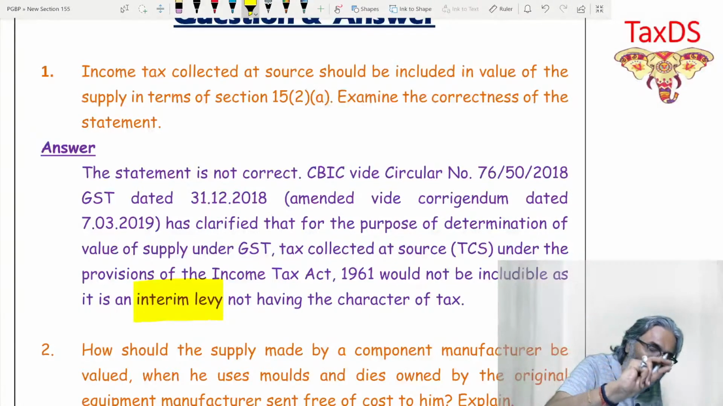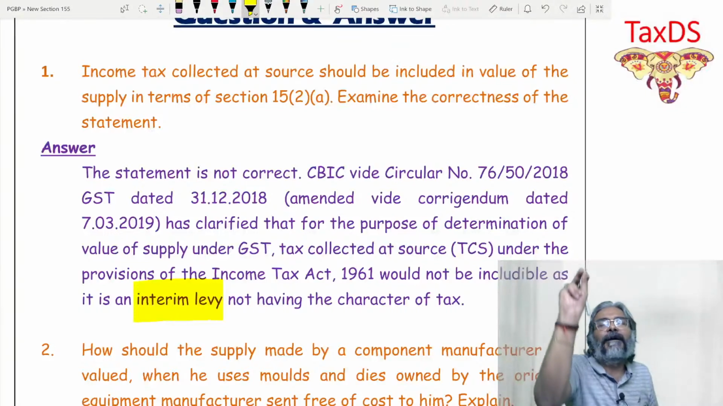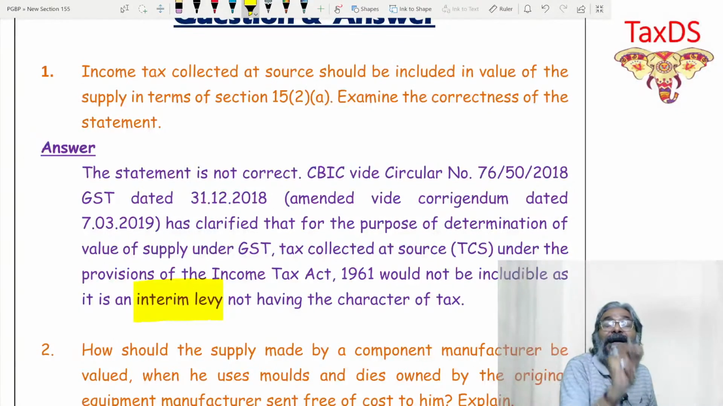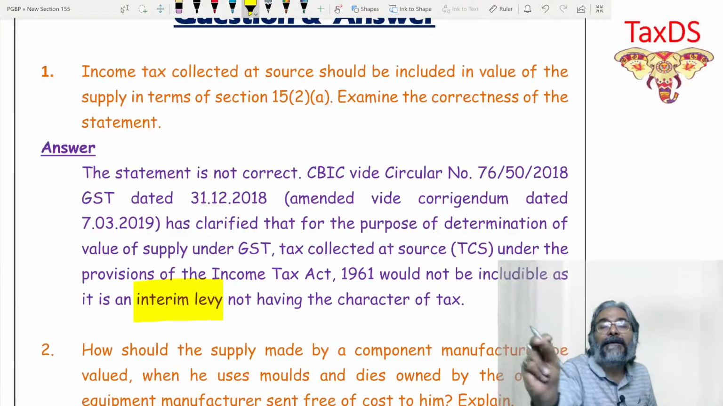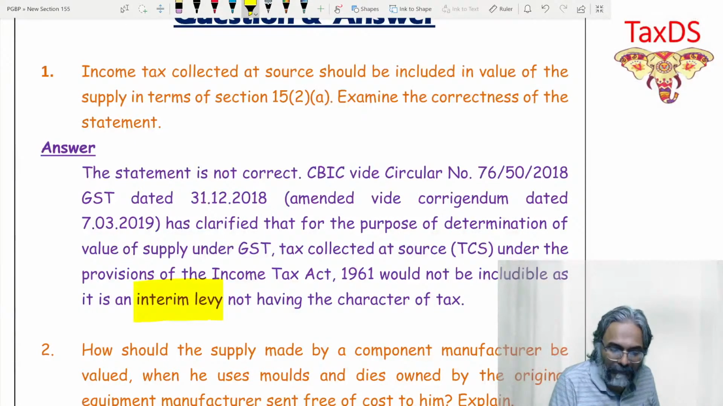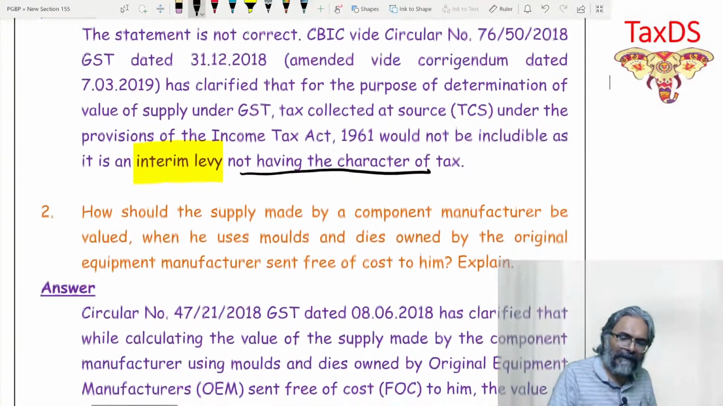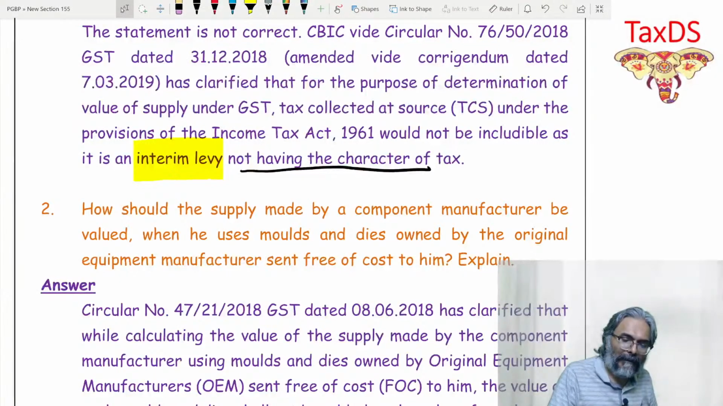It is in the nature of an interim levy. It is not in the nature of a tax. It is only an interim levy, not in the nature of a final tax. And therefore, this is what you will have to write in the answer, and please underline the interim levy in that. That exactly is the point.